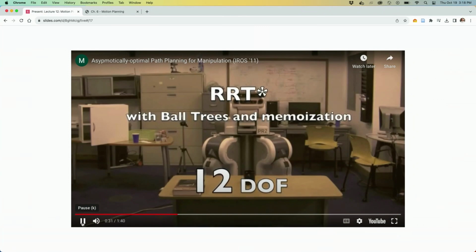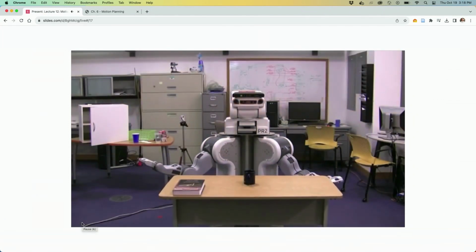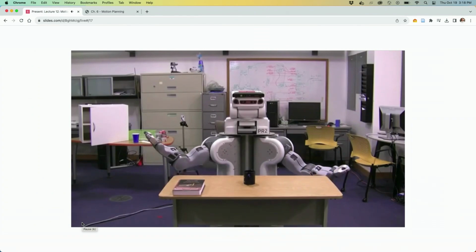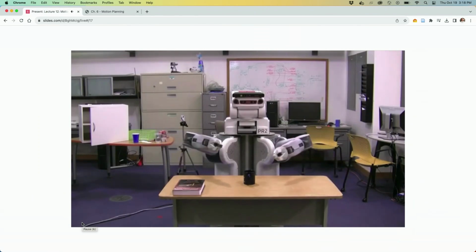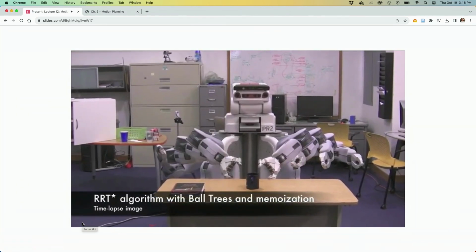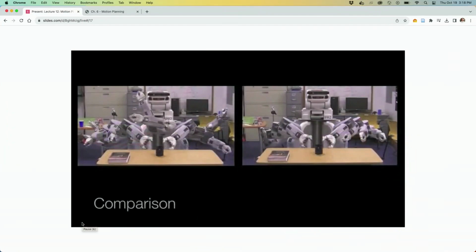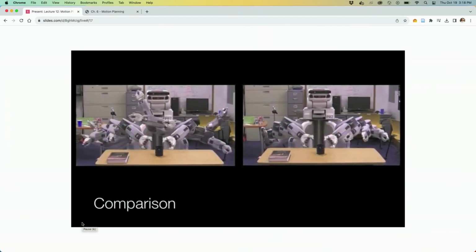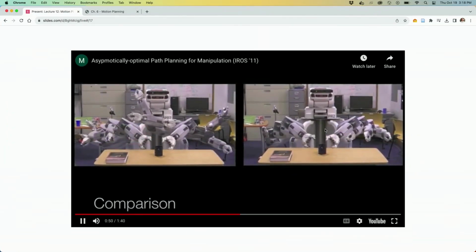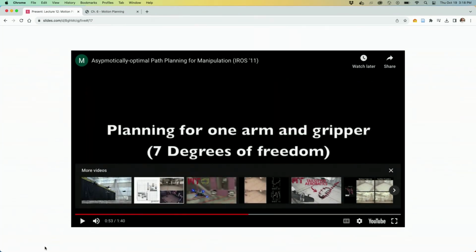RRT star does better. There's a version of the RRT that will continue to add vertices and try to prune inefficient vertices as it expands, and will asymptotically converge on optimal paths, okay? That is one algorithm that I chose not to dig into too much, but that was the one that had this paper that shows that they could do better.